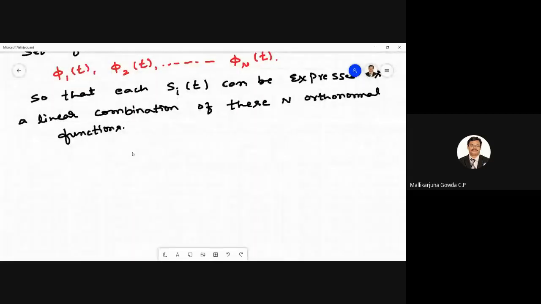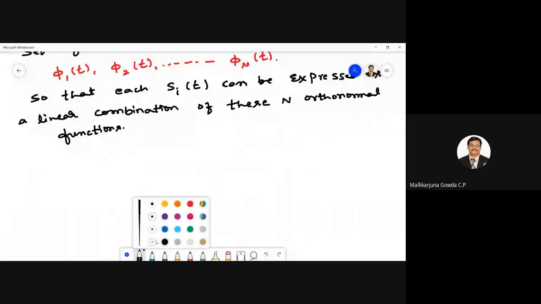So now let me just write the expansion of equation 1. Equation 1 is Si of t equal to the summation, j from 1 to n, of Sij phi j of t. So now let me substitute i as 1.